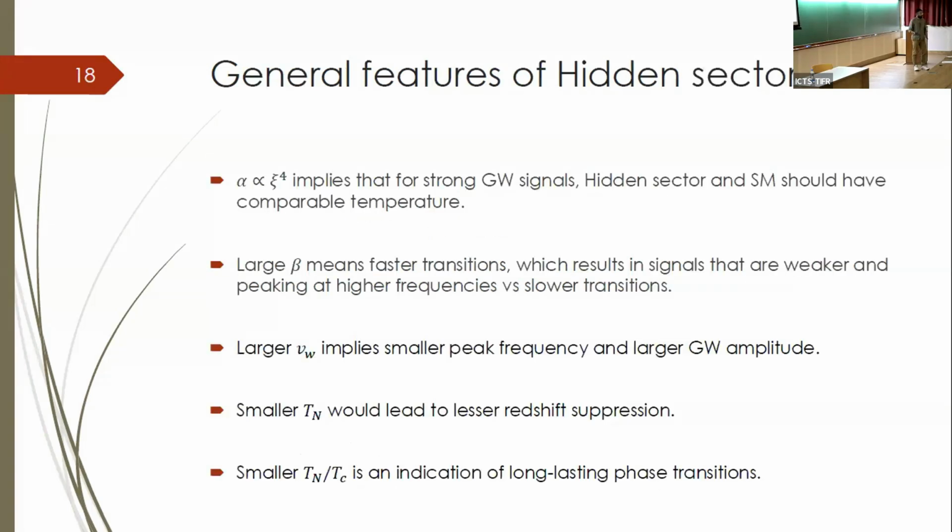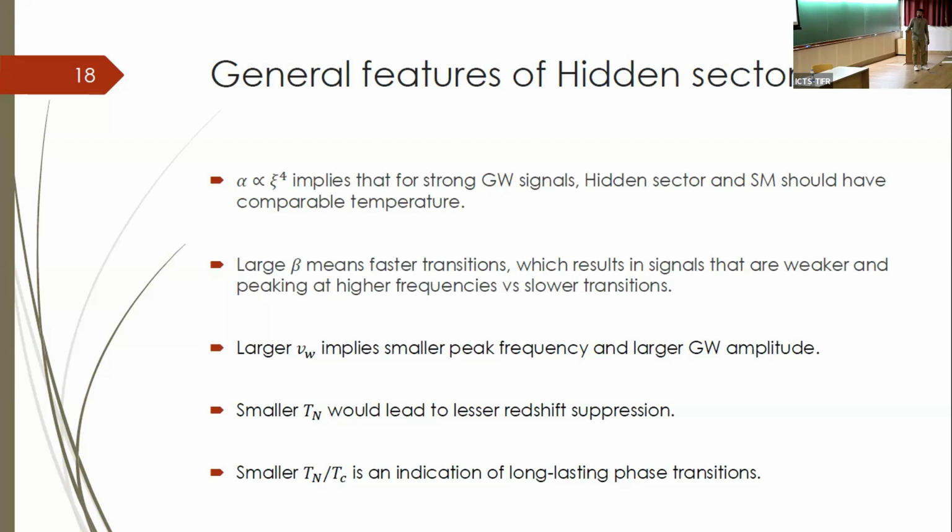So now, just to recap the general features of the hidden sector phase transitions. Firstly, the alpha parameter, which is the strength, is proportional to chi raised to R4, which was the ratio of the hidden over the standard model. So the larger the chi is, the stronger the gravitational wave signal will be.